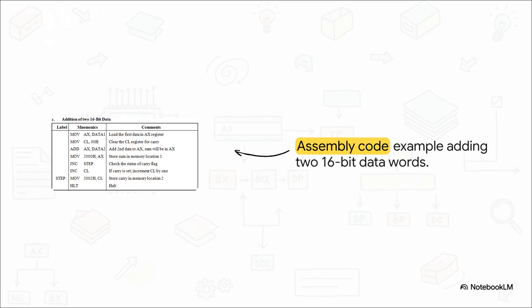Let's walk through a complete sequence for adding two 16-bit numbers. Just notice the logical flow here. First, we load the initial data into the AX register using a move instruction. Then, we clear the CL register so it's completely ready to handle any carry overflow. Next, we perform the actual add instruction. And finally, we safely store that result back into a specific memory location. It's step by step, and it's perfectly orchestrated.